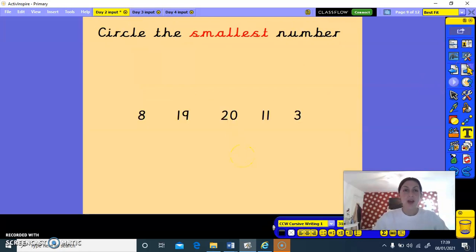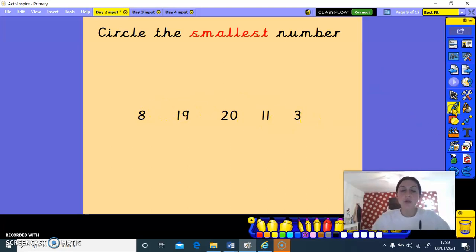Brilliant job, Year 1. Okay, now we've got a different task to do. We have got to circle the smallest number. Out of these numbers, which one do you think is the smallest? Yes, it would be 3, wouldn't it? As all the other numbers are bigger than 3. You would have to count on from 3 to reach the rest of these numbers.